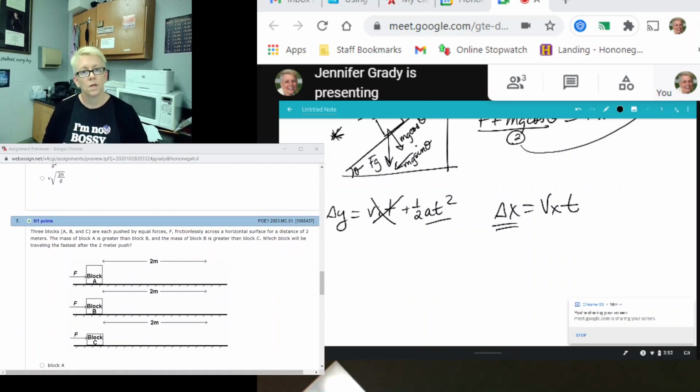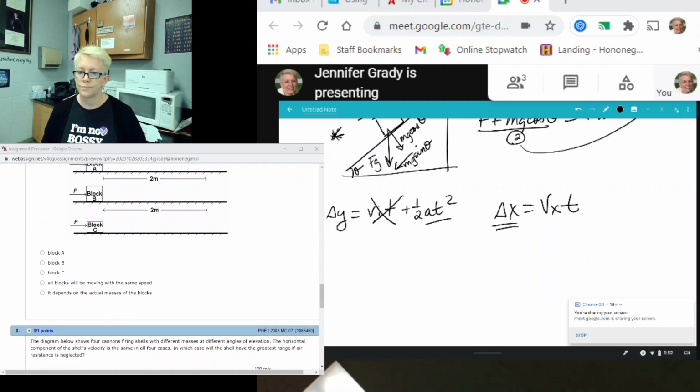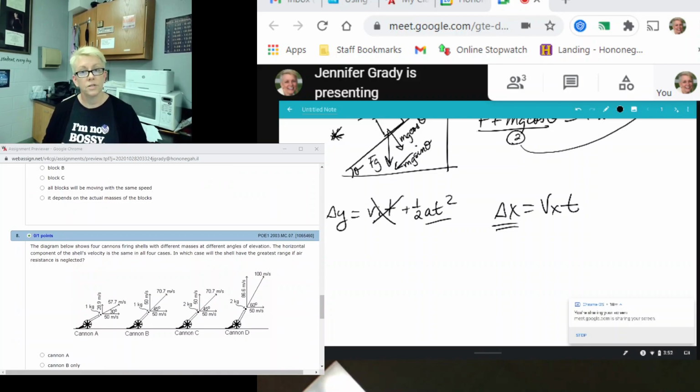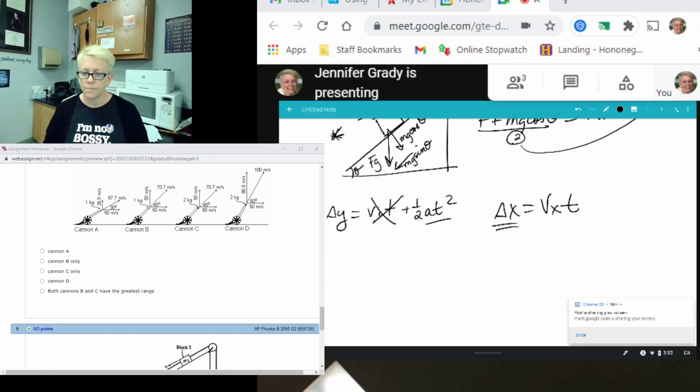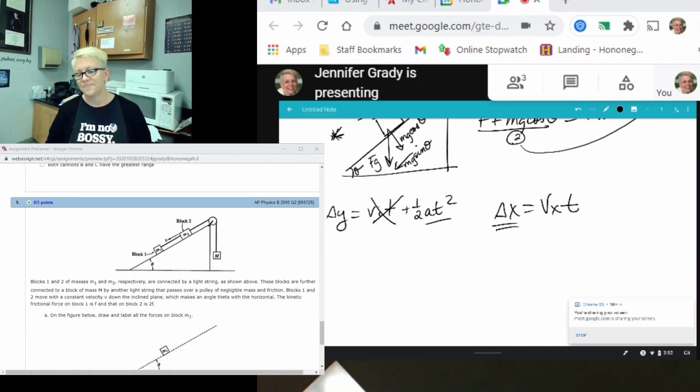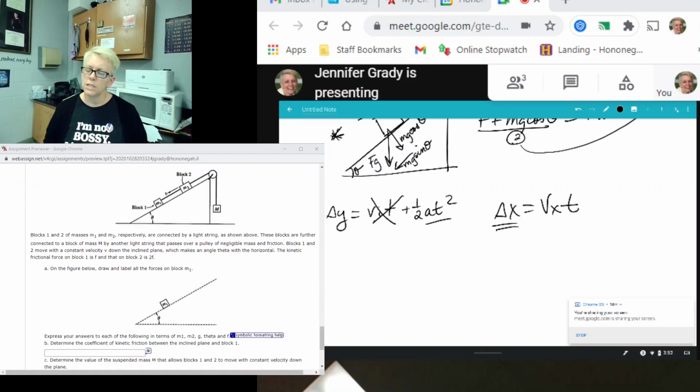This question, just read it carefully. It's not hard. Same thing for this one. This one, honestly, I think that someone who doesn't even know physics should be able to come up with this one. Which one is going to have the greatest horizontal range? Take a look at how it's shooting and the velocities and the angles, and I think you should be able to figure that one out. And then comes this one. This one you need some assistance.